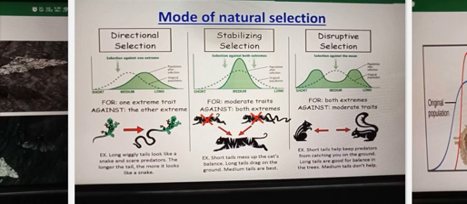A middle state, that is stabilizing selection, selection against both extremes. Moderate traits against both extremes. Short tails mess up the cat's balance. Long tails drag on the ground. Medium tails are best. That is stabilizing selection. So extreme characters are favored in directional selection. In disruptive selection, both the extreme characters are favored against the moderate one. But stabilizing selection is one where the middle portion or the moderate traits are favored.